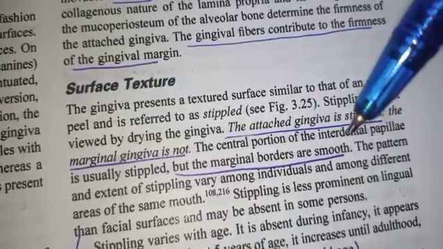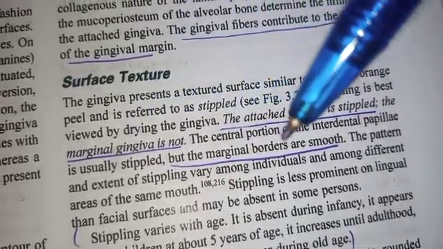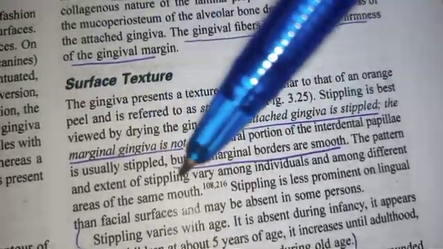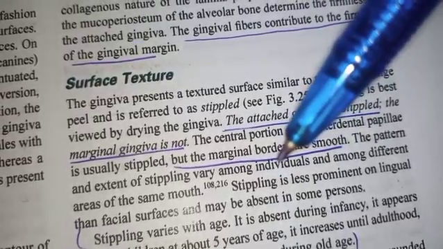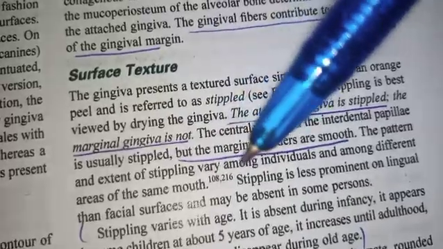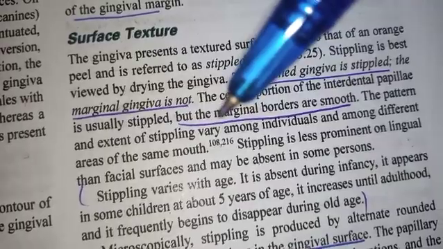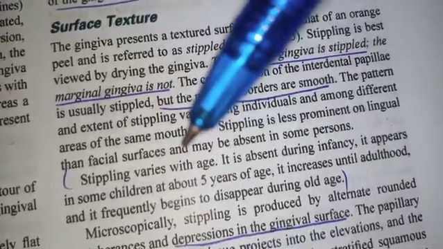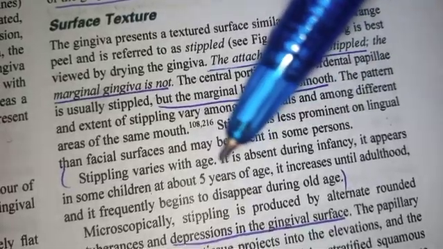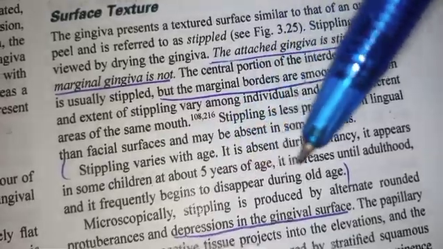The pattern and extent of stippling differ among different people, and among different areas of the same mouth. Stippling is less prominent on the lingual surfaces and absent even in some people. Stippling changes with age. It is absent during infancy or in neonates, and it appears after 5 years of age. It increases with adulthood and basically disappears during old age.